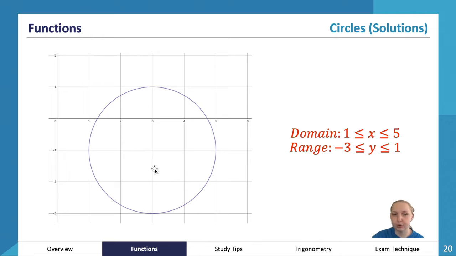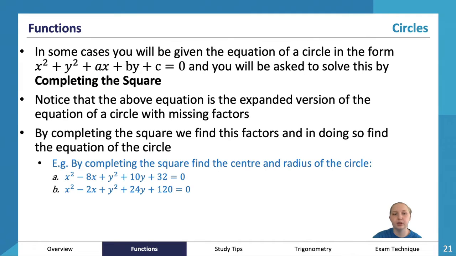So we've got here 5 and 1 as our domain. We can see that from our graph. Otherwise, what we can do is think: if our center coordinate for x is 3, we just plus 2 and minus 2 on either side, which gives us the domain of x between 1 and 5. And then we can see from the graph that our range is from -3 to 1. Otherwise, our y coordinate is -1, so we can just plus 2 and minus 2 to work out our range here as well.